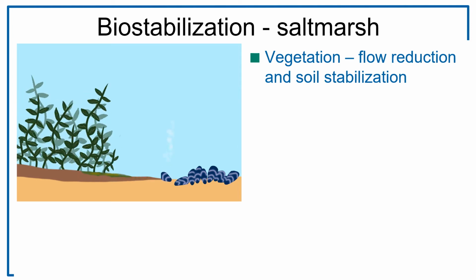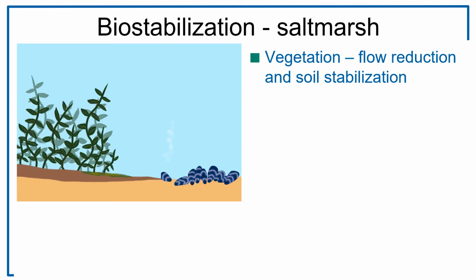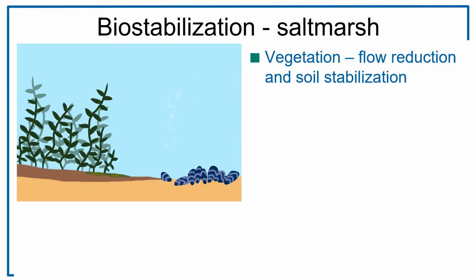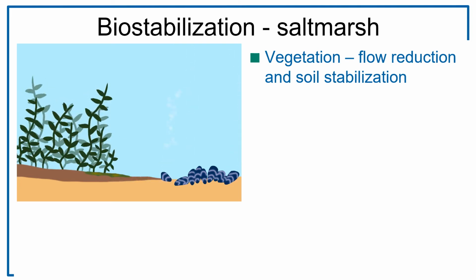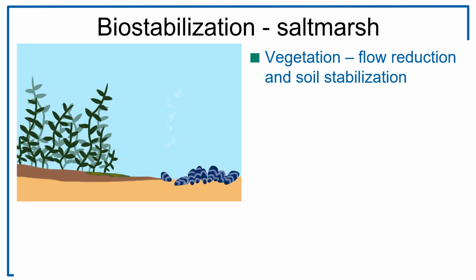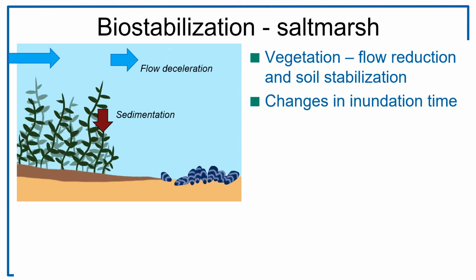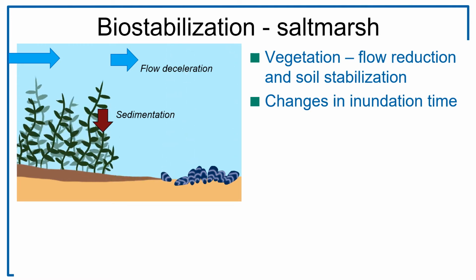So one of the most prominent examples of marine eco-engineers is the saltmarsh vegetation. And saltmarsh acts as a biostabilizer because it reduces the erodibility of sediment and reduces morphological dynamics. This is because if water flows through the vegetation patch, it will be decelerated, which reduces flow velocities and will induce sedimentation in the vegetation patch.